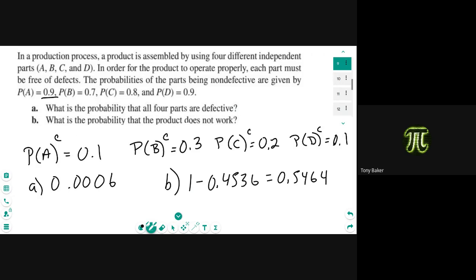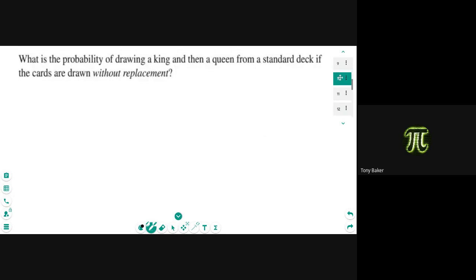All right. So far, all the problems that we've looked at, the pieces have been independent. They've been separate from each other. They haven't interacted with each other. What happens if they do interact with each other? What is the probability of me drawing a king and then a queen from a standard deck of cards, drawn without replacement?